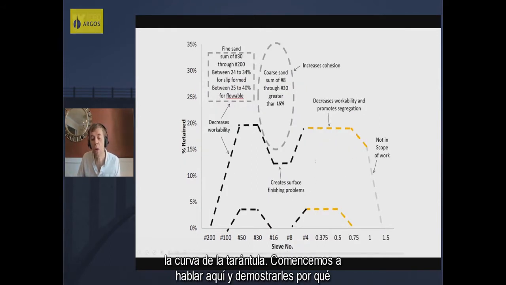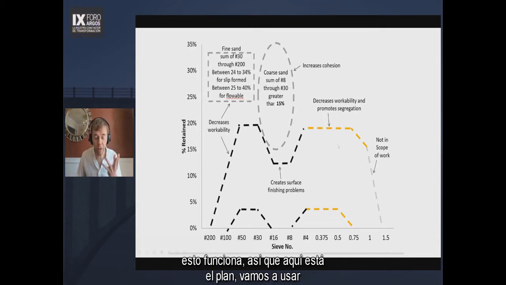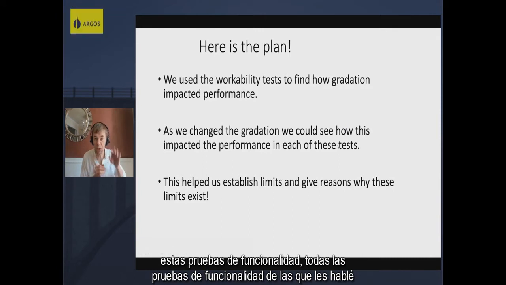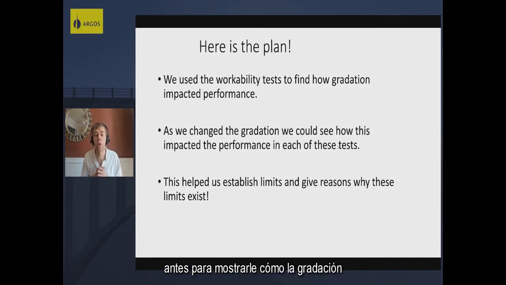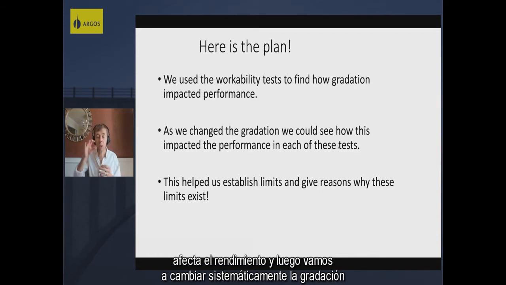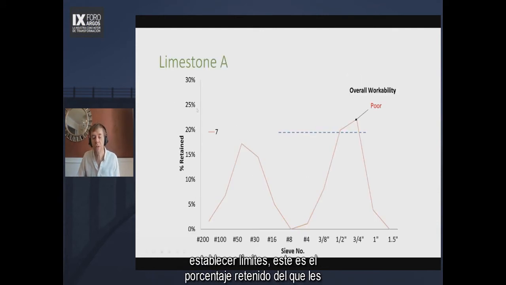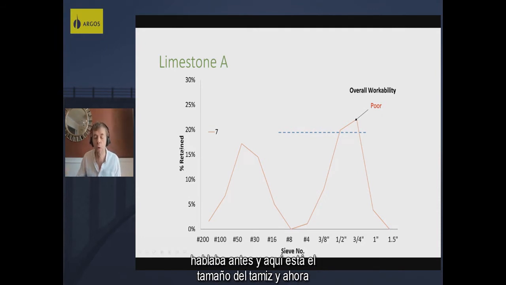Let's start talking over here. Let's prove to you why this works. So here's the plan. We're going to use these workability tests, all of the workability tests I told you about before, to show you how the gradation impacts performance. And then we're going to systematically change the gradation, and we're going to see how the performance is. And this, again, helps us establish limits. So this is the percent retained I was telling you about before. And here is the sieve size.